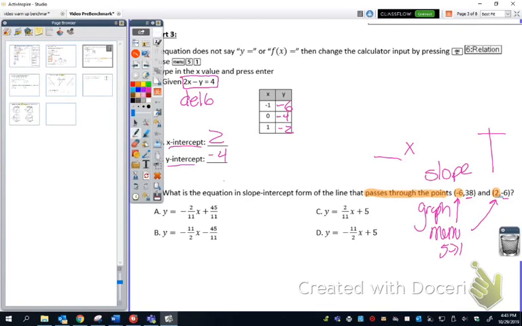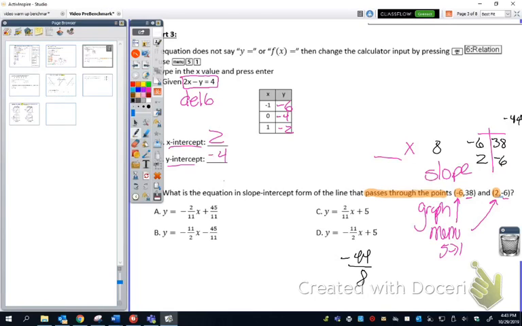Now on this one, I will actually do the slope. So negative 6, 38. And then you've got 2, negative 6. So 2 minus negative 6 is positive 8. And then negative 6 minus 38 is negative 44. And so I would have negative 44 over 8.